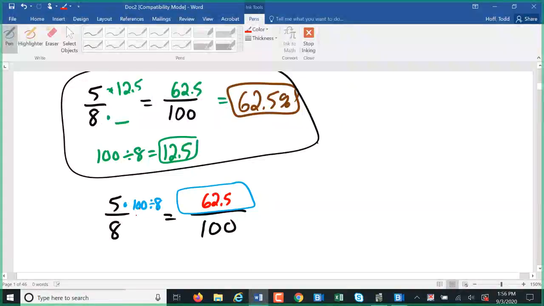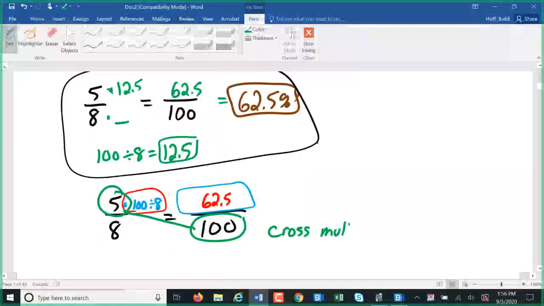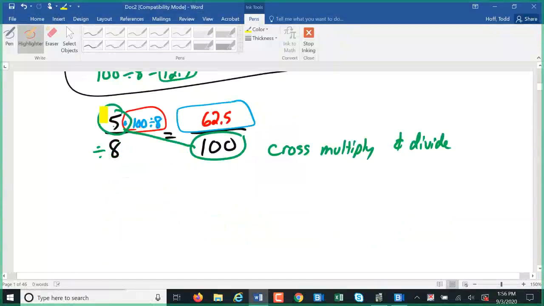Well, rather than writing this in here, we've come up with a shortcut for that. And that is, we know that this number here is going to get multiplied by the number that is diagonal to it. We call that cross multiplying. And then it's going to be divided by the number underneath it, the 8. Call that and divide. Notice it was 5 times 100, that's the cross multiplying, then divide by 8.